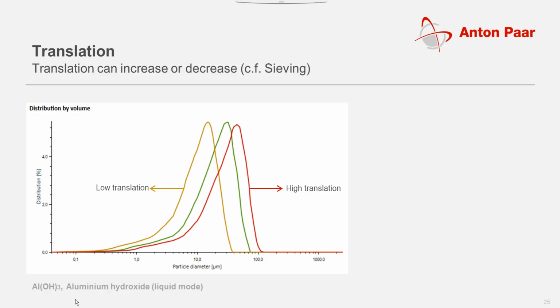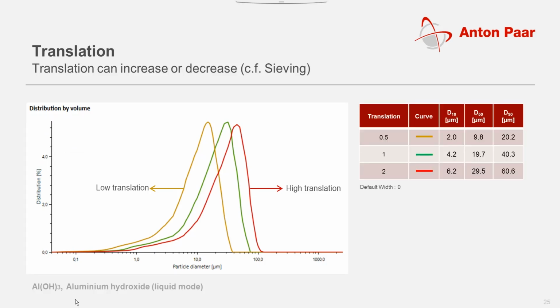We tested the effect of translation on a sample of aluminum hydroxide. The green curve in the middle is the particle size distribution measured at translation 1, which is the default value. The yellow one was measured with low translation at 0.5, and the red one with high translation value 2. From the distribution and the table, you can see how by decreasing the translation, all d-values will decrease, while by increasing it, the d-values increase as well. This parameter could be useful in case of comparison with sieving.